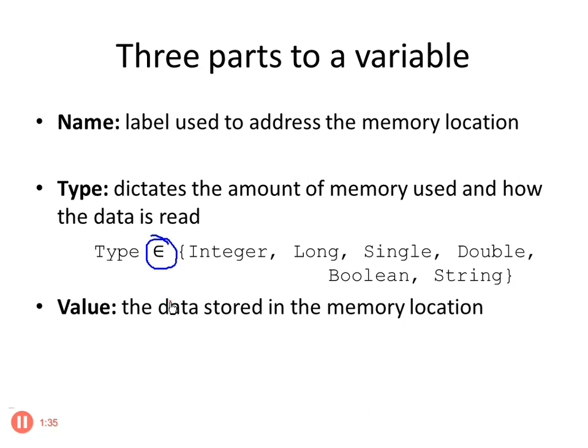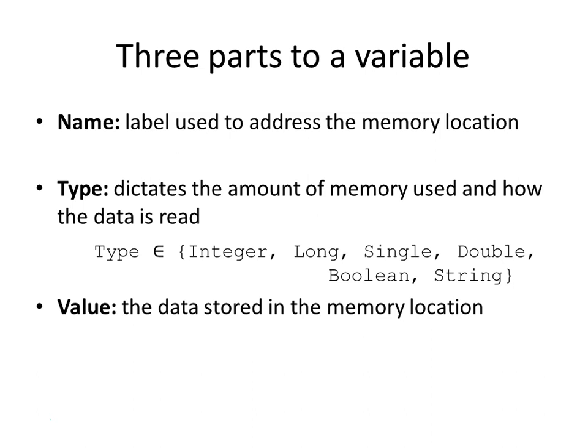In mathematics, it means belongs to. So we have type, and the type is one of these items. So integer, long, single, double, boolean, or string. So it can be one of those 6 data types is the type. And then, of course, the value that gets stored in the memory location.